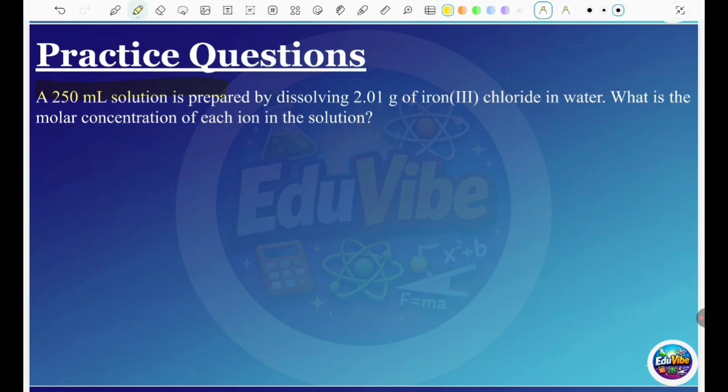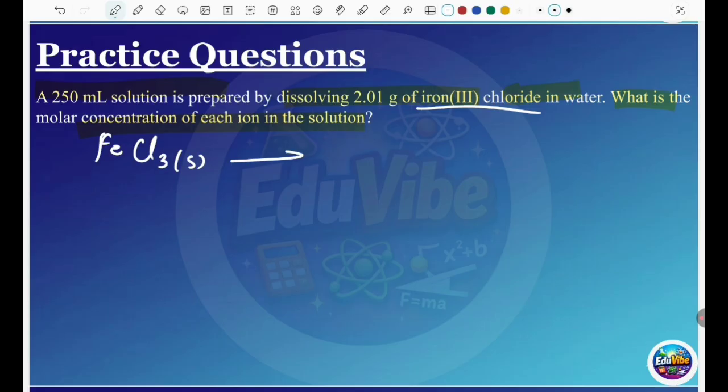A 250 ml solution is prepared by dissolving 2.01 grams of iron chloride in water. What is the molar concentration of each ion in the solution? So you have to find the molar concentration of each one. So this is the reaction thing. You have iron chloride, which is FeCl3. So I have to make the reaction first. FeCl3, which is solid, goes with water in liquid. You will get Fe3+ aqueous plus 3Cl- aqueous.